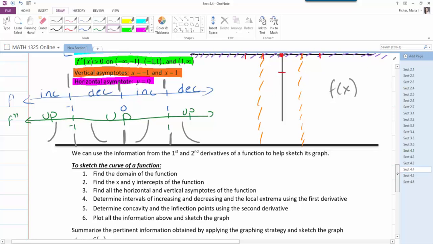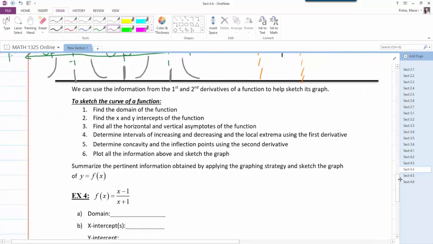Now the next few steps should look familiar. We've done this before. It says you can use the information from the first and second derivatives to graph a function. What do you do? You find the domain. We've done that before. You find x and y intercepts. You've done that before. This is the new part: find any horizontal and vertical asymptotes of the function. Those are only going to happen when we have rational functions, like example 4.